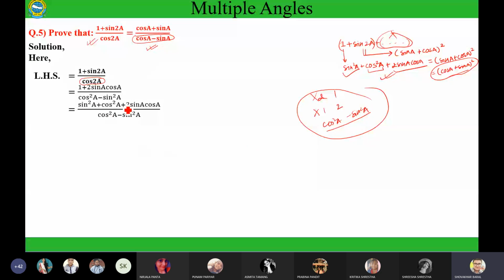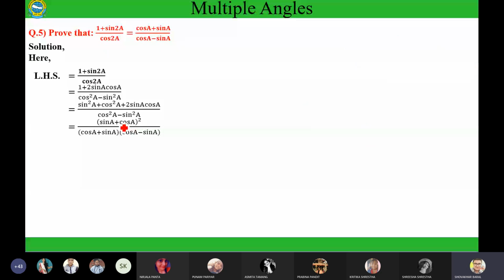So sin square a plus cos square a plus 2 sin a cos a upon cos square a minus sin square a. You probably understood why I used this: in the denominator there is both cos and sin, so I used it. Okay, so the numerator will be sin a plus cos a whole square upon cos a plus sin a, cos a minus sin a.